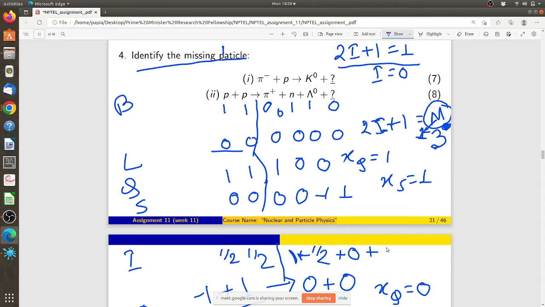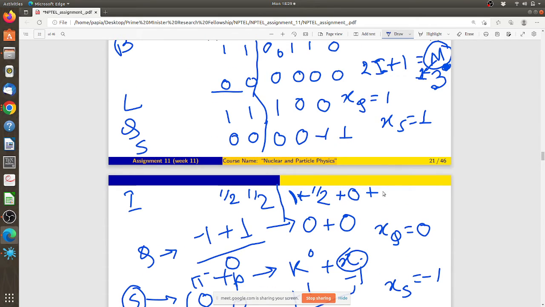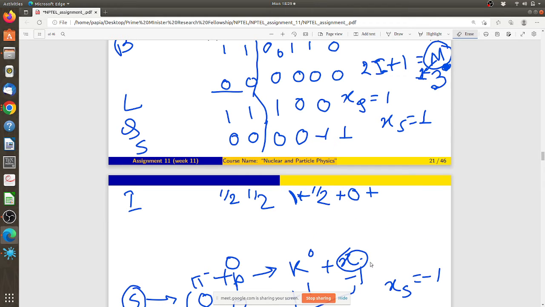Now calculate what will be the value of this. XI will be minus half. Minus half. Just a minute, I have to erase it first. Yeah, because the left hand side is plus half equal to 1, and the right hand side we have 1 plus half plus 0. Okay, I'm telling you, just a minute. I'm just erasing this.